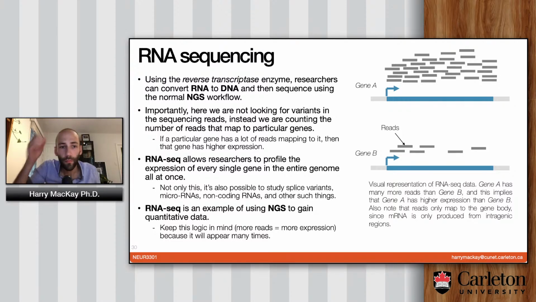It's possible using the reverse transcriptase enzyme. It's an enzyme that you can get from viruses to convert RNA to DNA, to a complementary DNA sequence, a cDNA. And now that you have DNA, you can apply it to this next generation sequencing workflow. NGS needs DNA, but you can take RNA and convert it into DNA and then feed it into the sequencer.